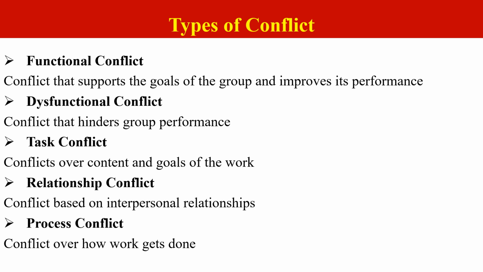Types of conflict. Functional conflict, a conflict that supports the goals of the group and improves its performance. Dysfunctional conflict, conflict that hinders group performance or that blocks or reduces group performance. Task conflict, conflict over content and goals of the work. Relationship conflict, conflict based on interpersonal relationships. And process conflict, conflict over how work gets done.